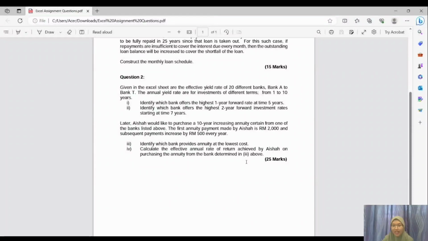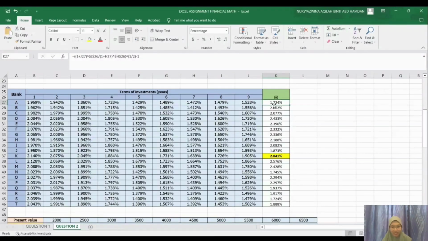Second question, identify which bank offers the highest 2-year forward investment rates starting at time 7 years. For the second question, since it mentions 2-year forward investment rates starting at time 7 years, which means starting at time 7 years, forwarded 2 years is 9 years. So the formula is going to be the same as the previous question, but we need to change the year and the spot rate depending on the years.